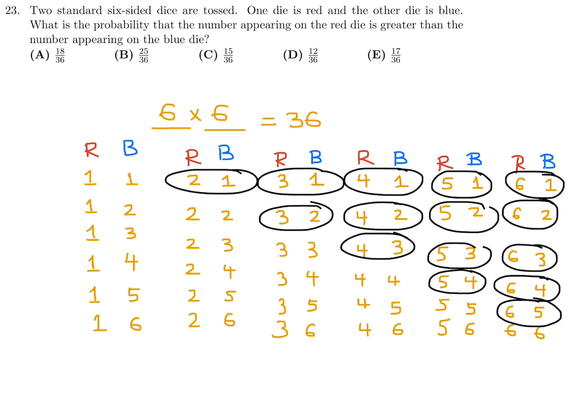Well, how many are there? 1, 2, 3, 4, 5, 6, 7, 8, 9, 10, 11, 12, 13, 14, 15. So the probability is 15 over the total number of cases, which was 36. And that's it. They don't even want you to reduce it, which is interesting. So number 23, the answer is C.